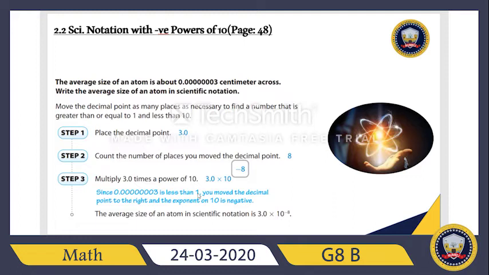Alright, so let's make a summary. If you have a large number that is greater than 10, means you are going to move the decimal point to the left and your power of 10 will be positive. But in this case, if your number in standard form is less than 1, you need to move the decimal point not to the left but to the right. And the power of 10 in this case will be negative instead of positive. That's the only difference.